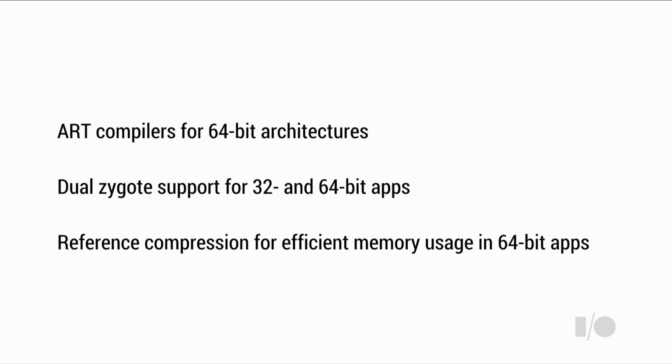The other thing we were concerned about is memory bloat. How much more memory is this going to take, having two zygotes and then having 64-bit references? Well, in ART, we're using compressed references. So we're using just 32 bits for object references on the heap. So that mitigates some of this concern.